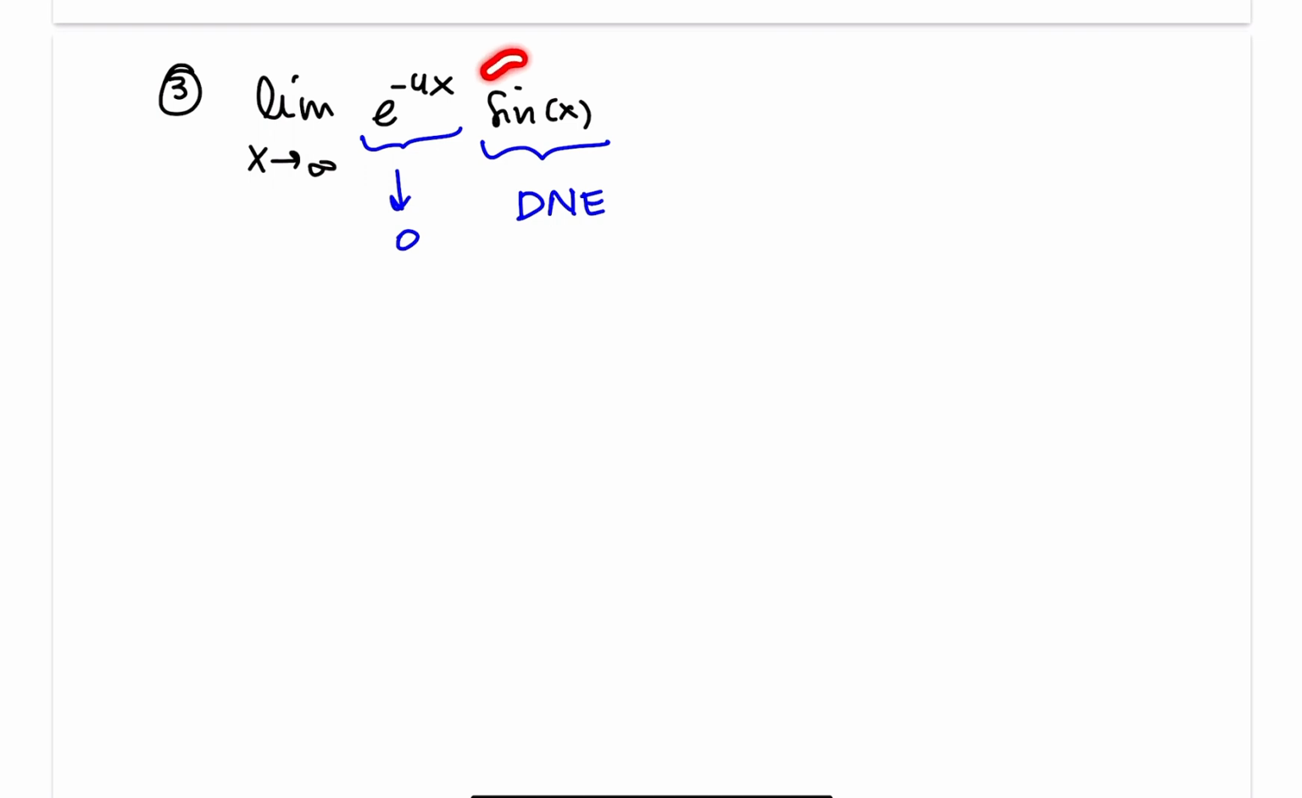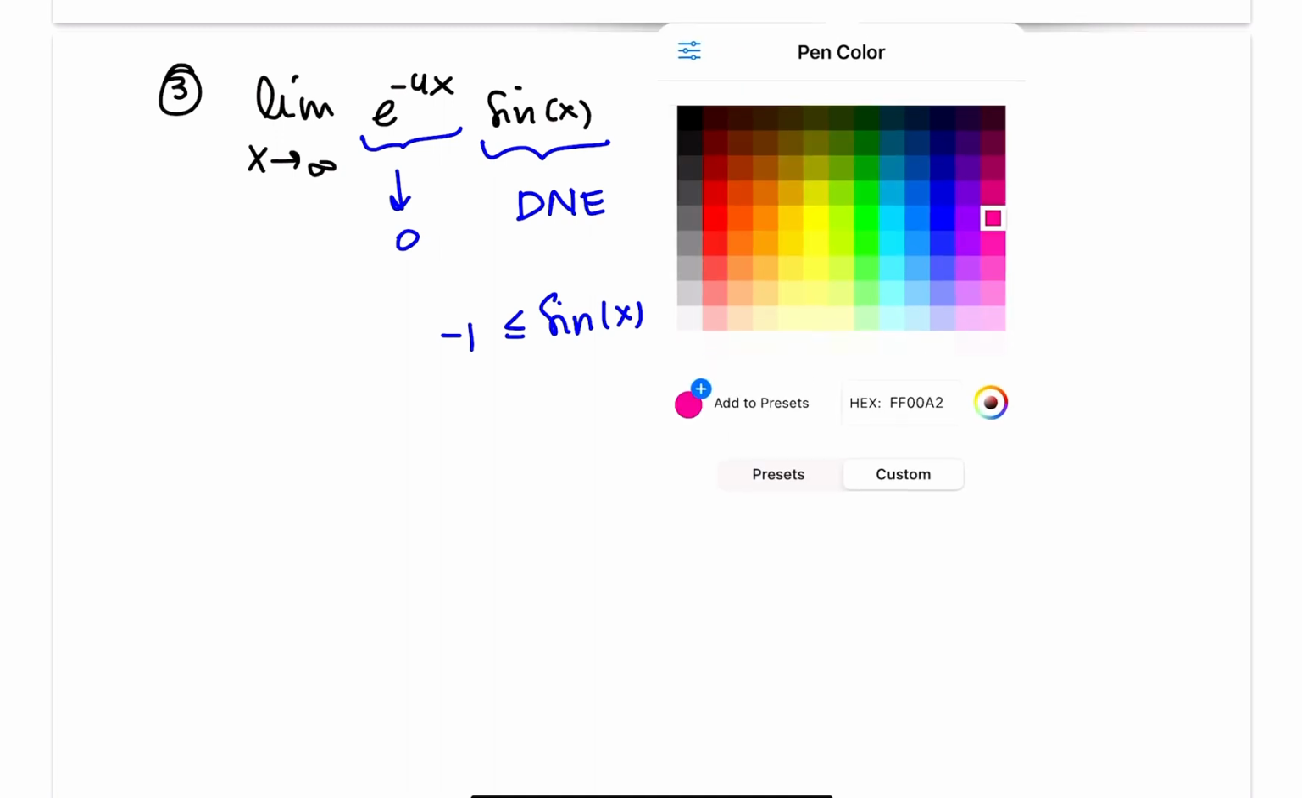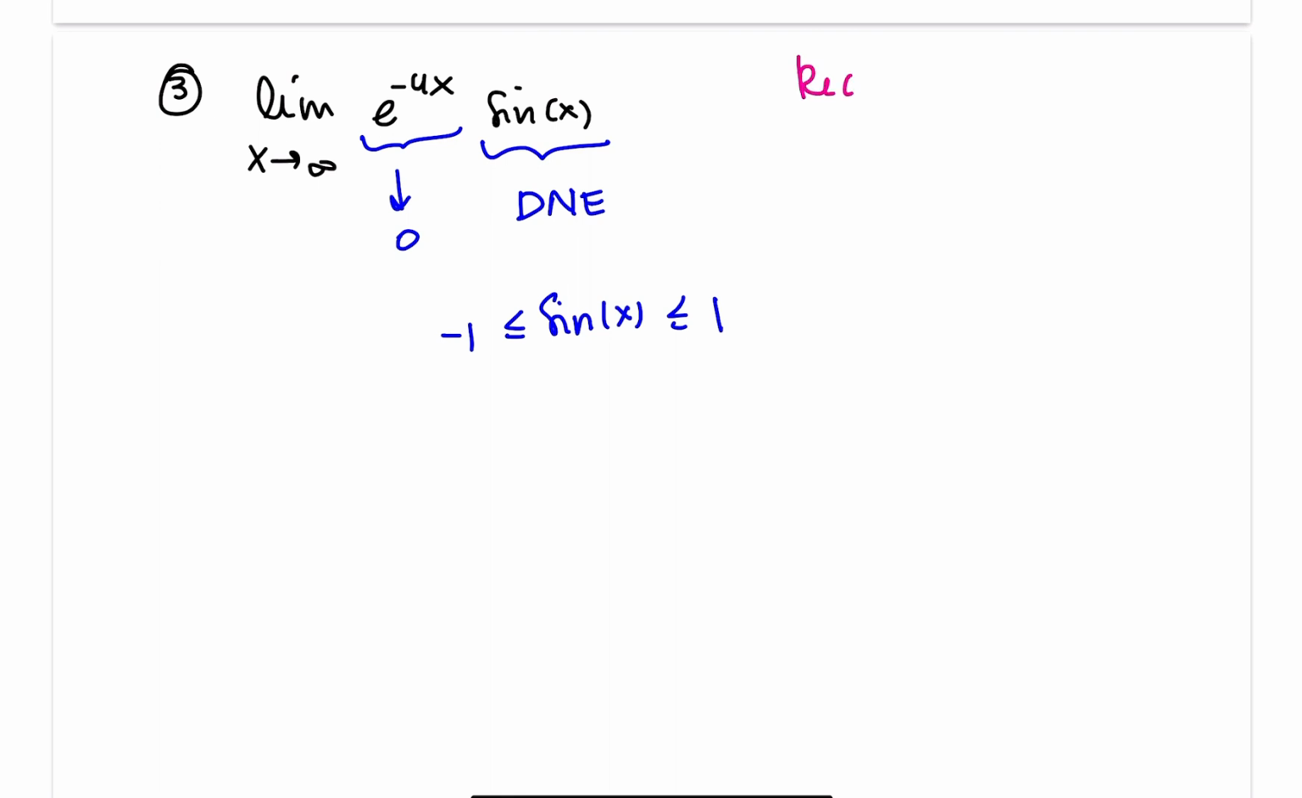And whenever you see sine, a good starting point is using the fact that sine of x is always in between negative 1 and 1. So the fact that you think of this tells you that this is a good candidate for the squeeze theorem. And you know what the squeeze theorem says? Let me remind you, let me use a different color for this. Let me use pink. Recall squeeze theorem.